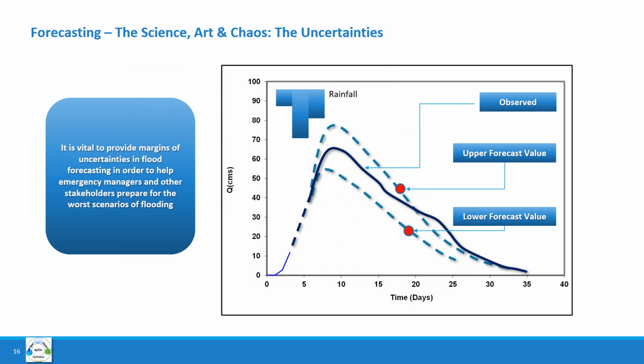It is vital to provide margins of uncertainties in flood forecasting in order to help emergency managers and other stakeholders prepare for the worst scenarios of flooding. These uncertainties can be estimated through incorporating statistical techniques in flood models.